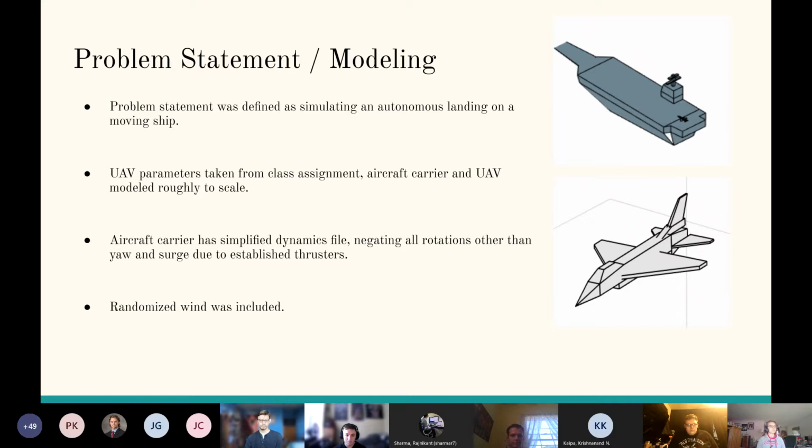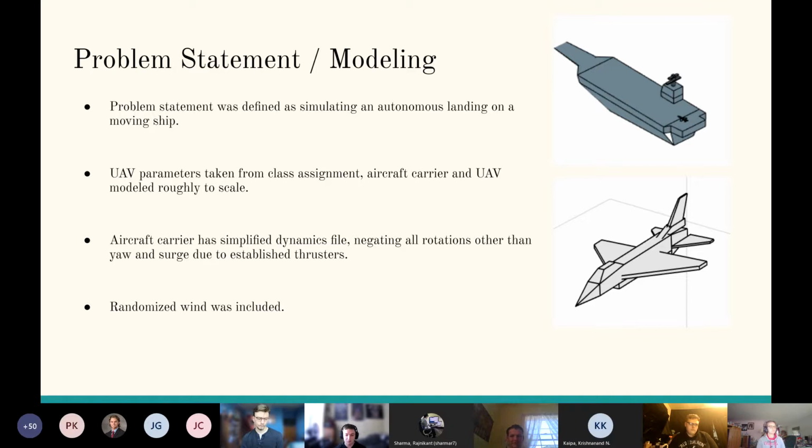Our problem statement, as before said, is that we were simulating an autonomous landing on a moving ship. Our aircraft carrier was modeled after the Gerald R. Ford class of aircraft carriers, and our fighter jet was an F-16. We weren't able to input a CAD model, as our computers couldn't necessarily handle that, so we had to use different points and different planes to create our models. But our aircraft should be roughly to scale. I know they're not perfect, but they are very roughly to scale, so you can understand everything going on.